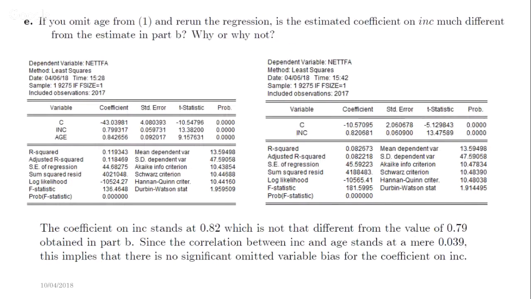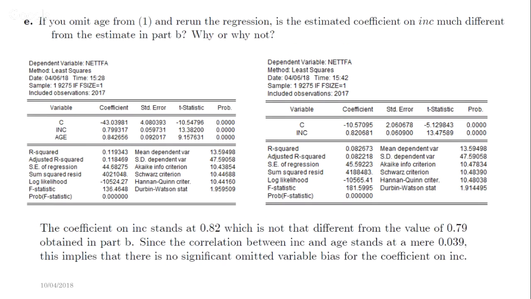Okay, now question E. If you omit H from the first model, take it out and estimate the coefficient, would the coefficient on income be much of a difference? Well, from 0.799, it has changed to 0.82, which is not a very big difference, right? Roughly speaking. It's not a significant change, it's not a change in sign.